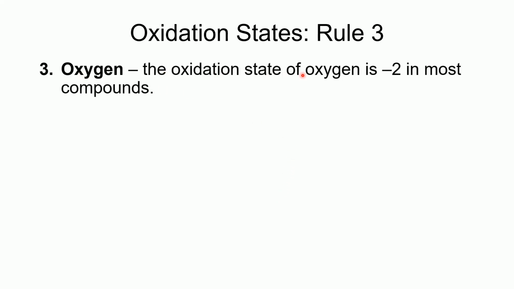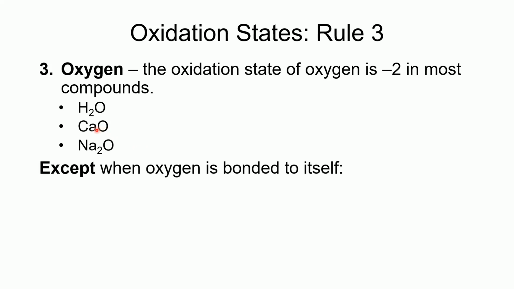The oxidation state of oxygen is -2 in most compounds. So, for example, in water, calcium oxide, sodium oxide, we're actually going to look at those two in just a few minutes. In all of these, the oxidation state of oxygen is -2. Now, there are some exceptions, and the exceptions include peroxides and superoxides. If you've got a peroxide, like hydrogen peroxide here, it's going to have an oxidation state of -1.